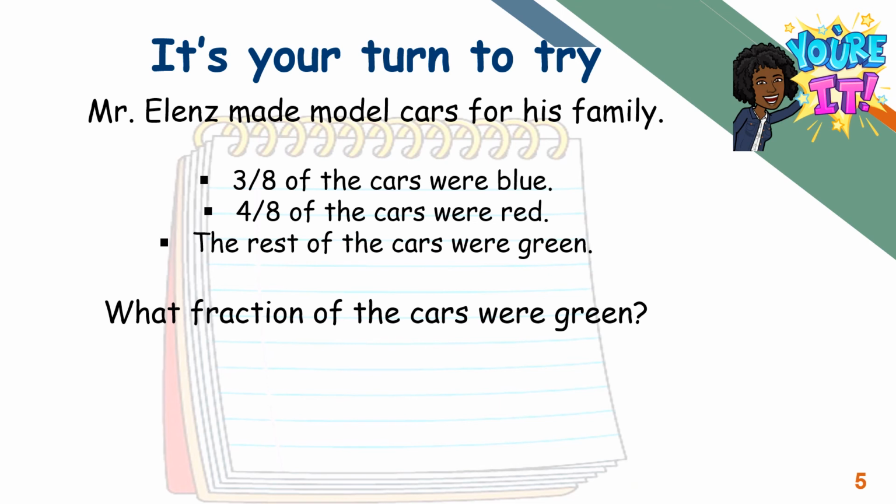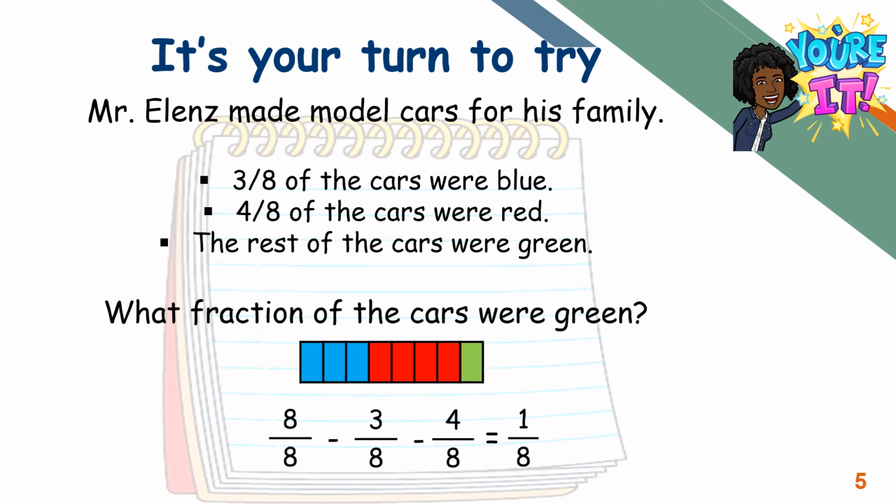For this one, it would be great if you drew a model. So your model would show 8/8. That would be the whole for this fraction. You could color 3/8 blue, 4/8 red, and the rest would be green. So the only one that you didn't color was 1/8. So as an equation, it would be 8/8 minus 3/8 minus 4/8 equals 1/8.